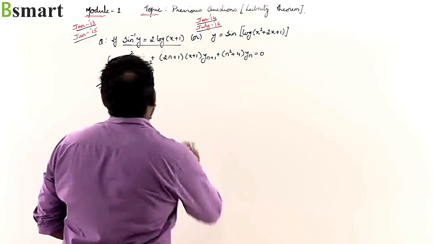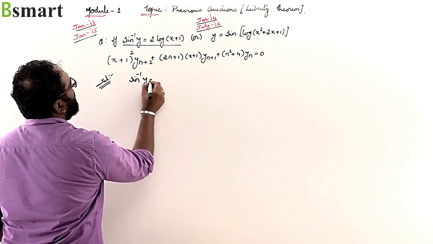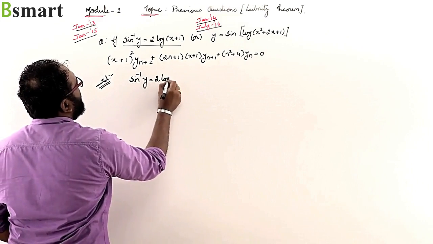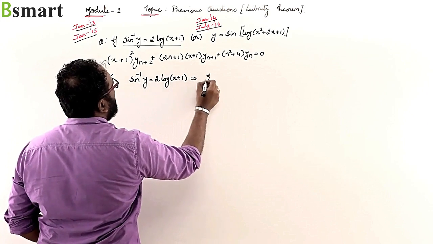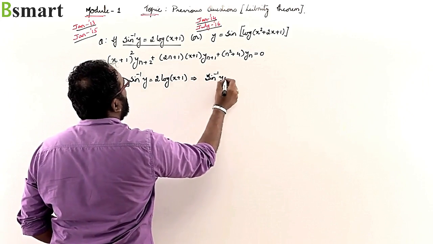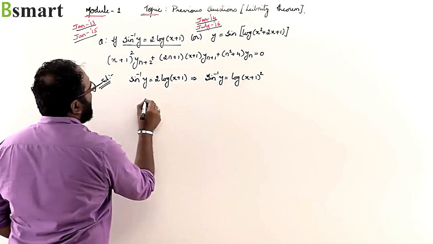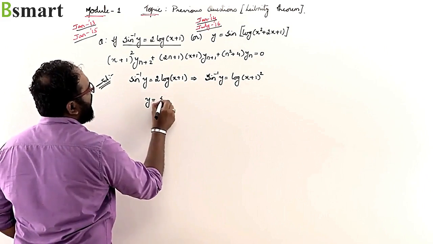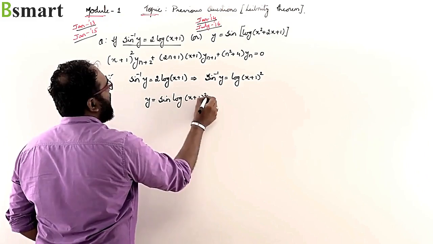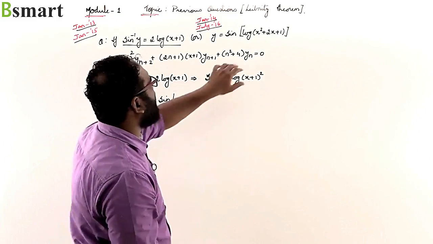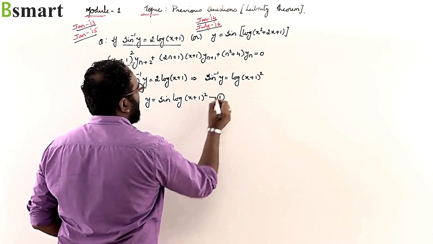So now, this one, that is sin⁻¹y is equal to 2 log of (x + 1), can be written as sin⁻¹y is equal to log of (x + 1)², or the value of y will be sin of log of again (x + 1)². So if we expand (x + 1)², it will be x² + 2x + 1. So let us say this is equation 1, given.